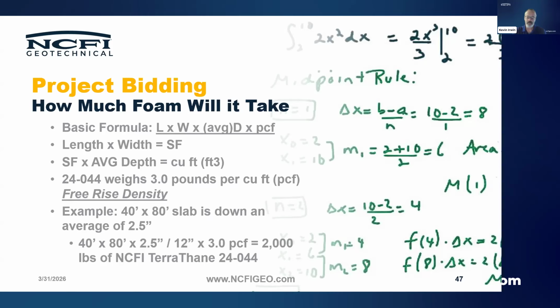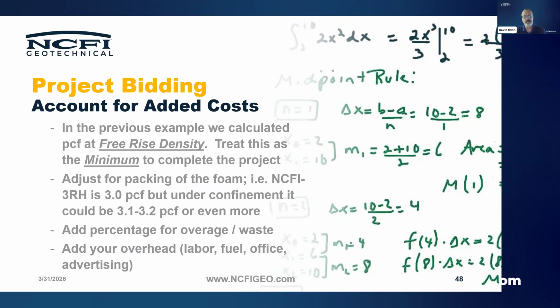So it's 40 by 80. It's 2.5 average. Maybe it's 3.5 average. I don't know. Maybe I missed that. But it's still going to give me my minimum, assuming all the other numbers are correct. We need to account for added costs as well. So this is where your free rise density becomes something more. You're looking at more than the free rise density, and we need to adjust for packing, right? The 3RH is a 3-pound foam. Under confinement, it could be 3.1, 3.2, or more. And literally, back when I had my business, this was probably around 2007 or 8 that we did this project.